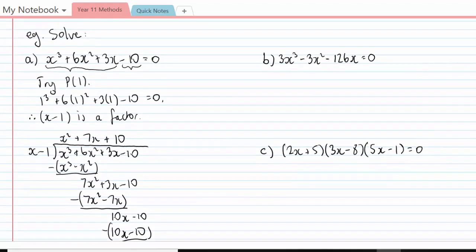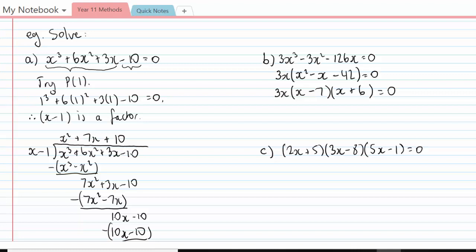If we have a look at the next question, 3x cubed minus 3x squared minus 126x equals 0, the key thing to remember here is the very first rule of factorizing, which is take out a common factor. In this case, 3x is the common factor, and so that's going to leave us with x squared minus x minus 42. Now if I factorize that quadratic part, two numbers that add to give negative 1 and multiply to give negative 42 should be negative 7 and positive 6. So therefore, x equals 0 from this part right here, x equals positive 7, or x equals negative 6.